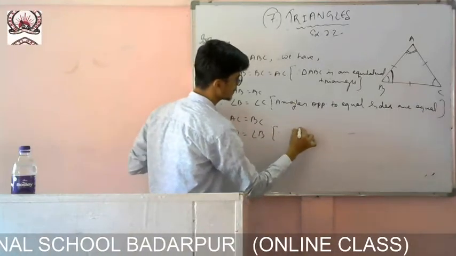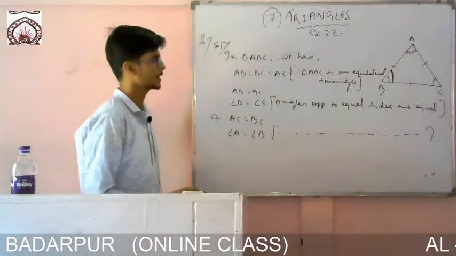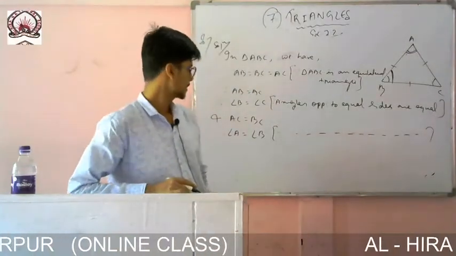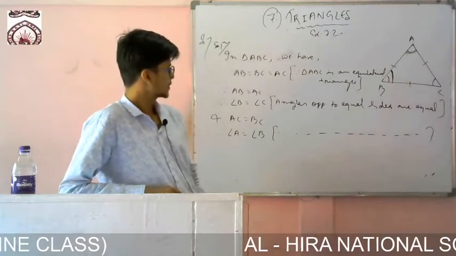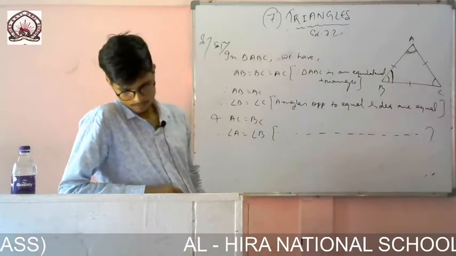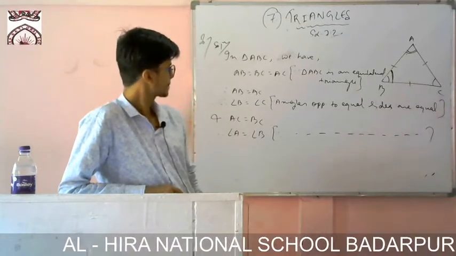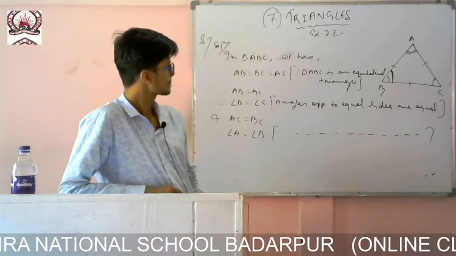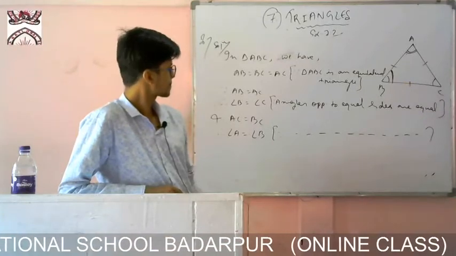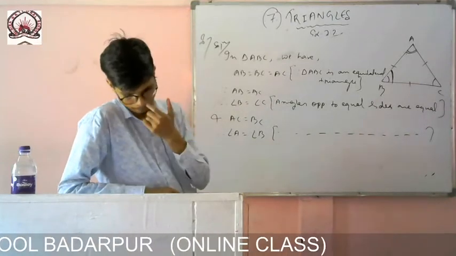Same reason you write, since angles opposite to equal sides of a triangle are equal. So AC is equal to BC, and AB equals to AC is equal to BC. Okay.